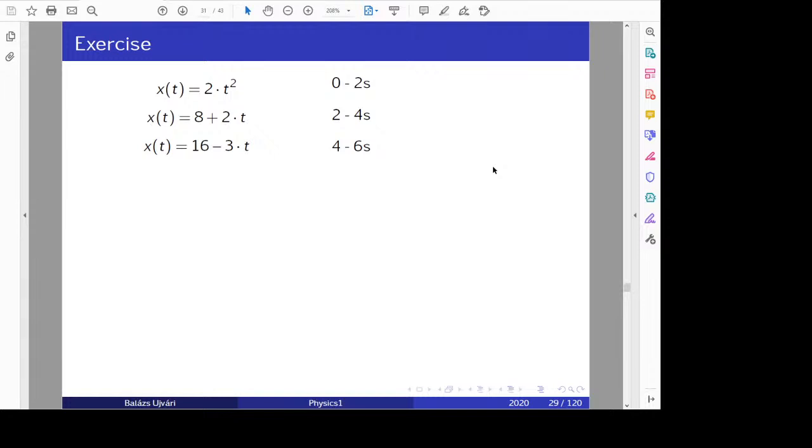Also, if we can draw the motion, we can do it upside down. We will do it in the lab. I will give you a formula, a function, how x changes via t in different time slices, and you should draw it and say what is the speed here and what is the speed there, what is the velocity, and so on. This is only for the lab.